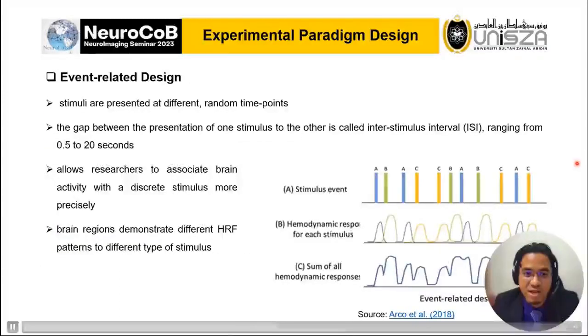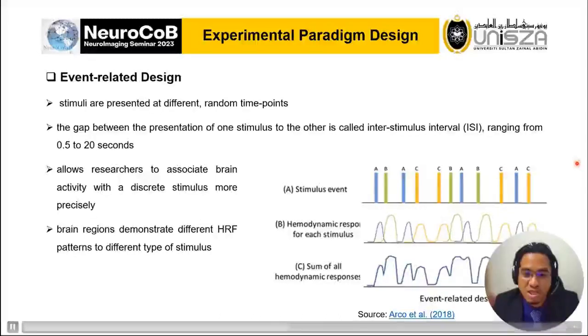Okay, the second one is called the event-related design. In an event-related design, tasks are presented in a randomized fashion and the onset between task condition varies. The duration gap between one stimulus and the other is called interstimulus interval or ISI, and it usually ranges between 0.5 and 20 seconds. Because the stimulus is presented at random time points, the design makes it difficult for participants to predict what is coming next and when it will appear. Thus, event-related designs diminish anticipation and boredom.